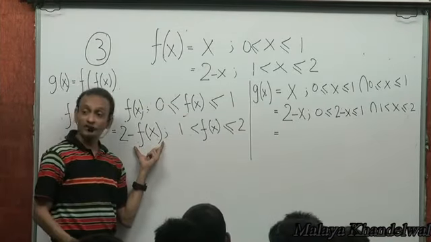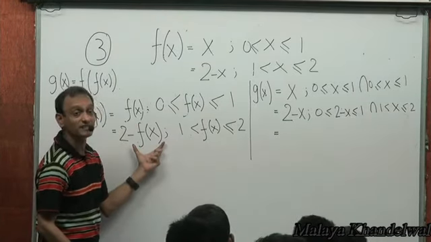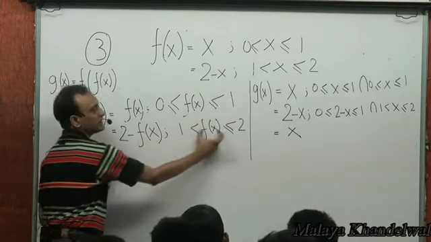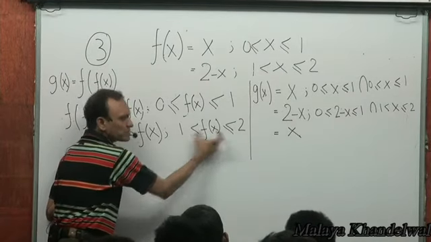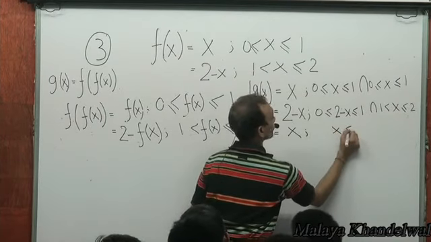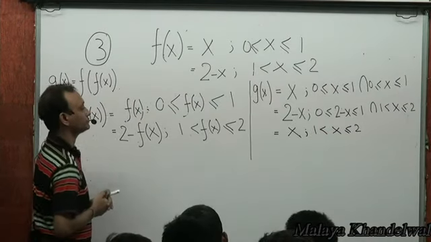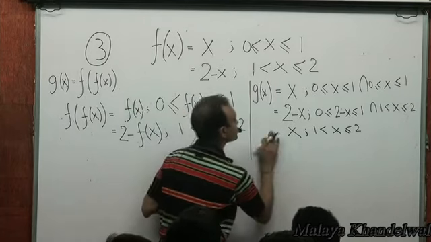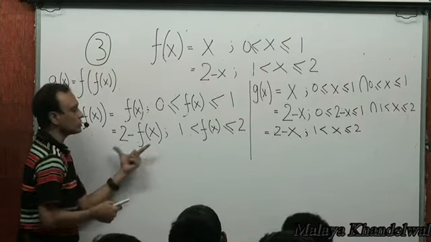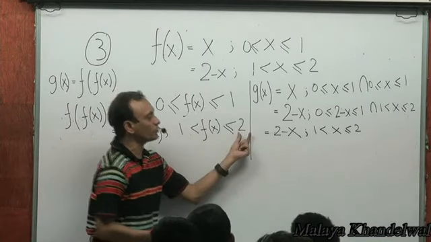Again in this line, f(x) could be x or f(x) could be 2 minus x, right? Say f(x) is x. No matter what your f(x) is, that f(x) must lie between 1 and 2. So x must lie between 1 and 2 this time. And 2 minus x must be greater than 1, less than or equal to 2.